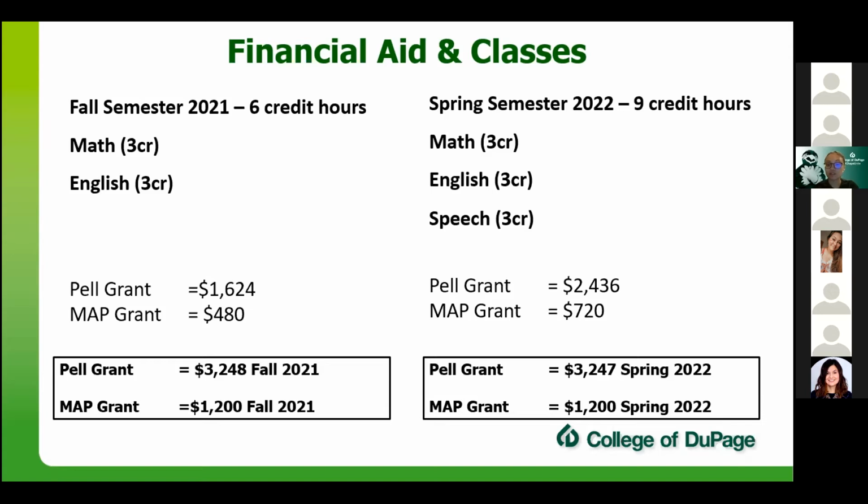So same thing for spring, the student then decided to take 3 classes, so they did increase their credit hours. And as you can see, there was an increase in the amount of Pell Grant and MAP Grant that they received. However, again, they're not receiving the full amount that they could have potentially gotten if they were full-time. So if you're not full-time, no worries, you can still get some kind of financial aid, but it won't be as much as you could have received for that semester.